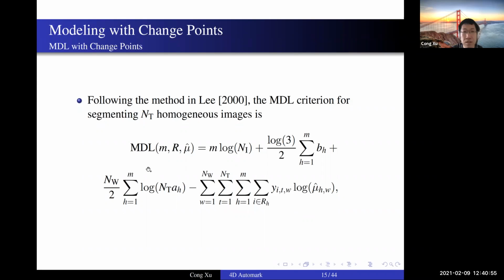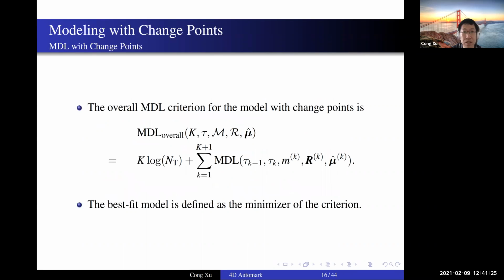Okay, so two parts: the code length for the fitted model and the data given the fitted model. That's how we define the MDL. So the best model is one that minimizes it. Okay, remember this is case one, the homogeneous case, so there's no change point. And right now we need to extend it into a more complicated case where we can have many change points. So the overall MDL criterion is for the model with change points.